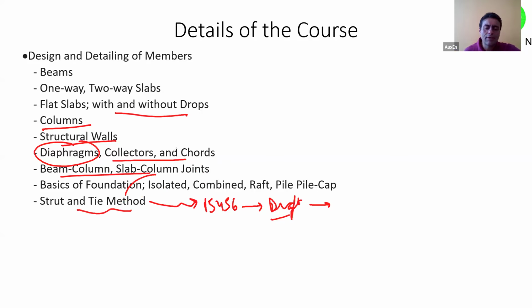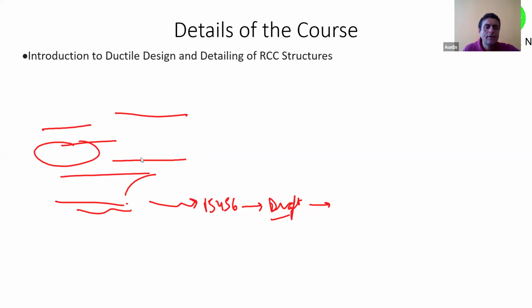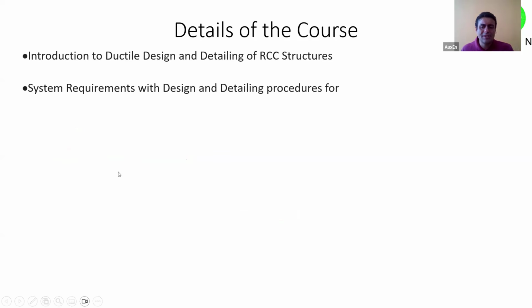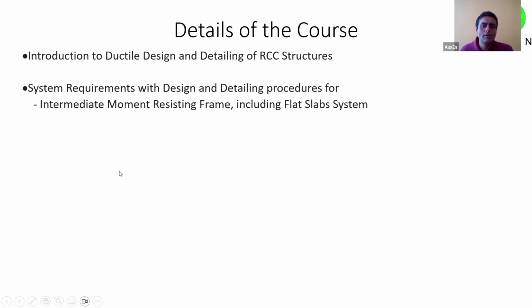It is there, I think, in chapter number 23 or 24, I guess. So we'll be looking into this. Then after these things are done, we shall go to the ductile design and detailing of RCC structures. So from chapter 18 onwards, for four to five chapters, the ductile design and detailing aspects are covered. So we'll be looking into that during the course. So I'm just giving you a quick walkthrough of the items that we are going to cover.